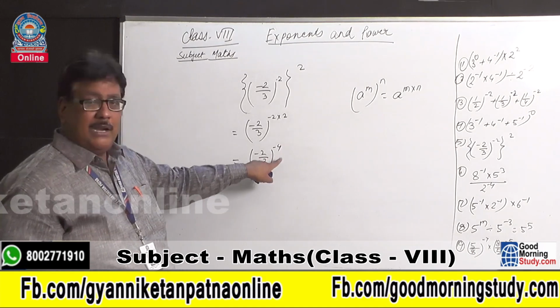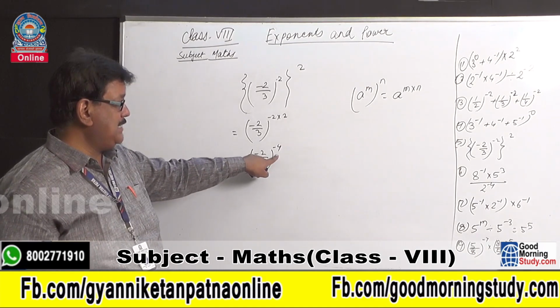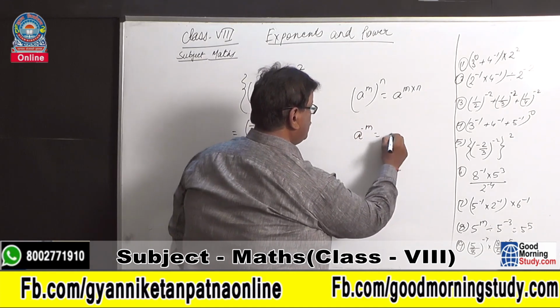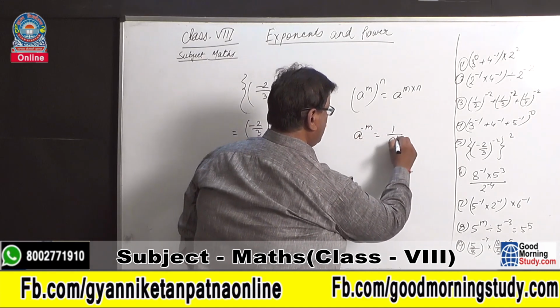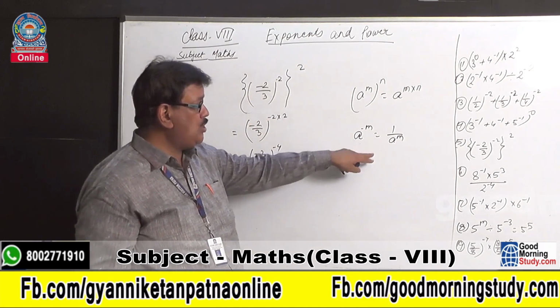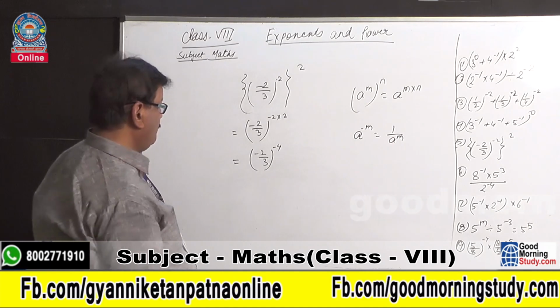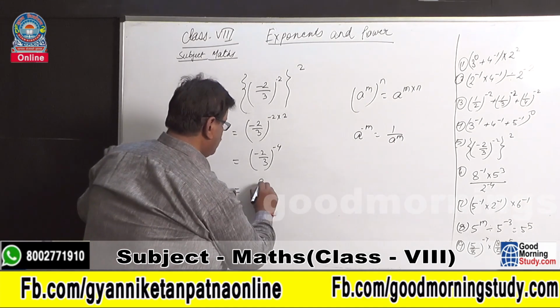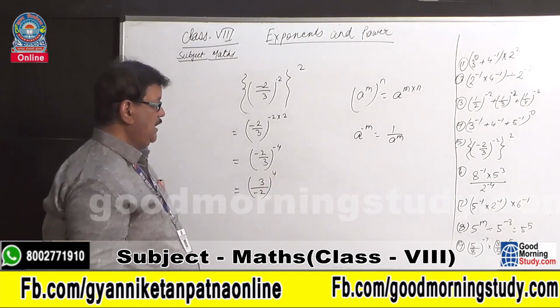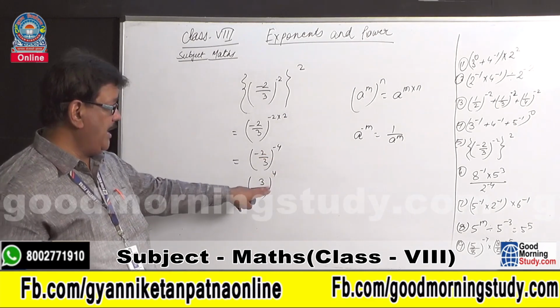Here the power is in negative sign, and we know that a raised to the power minus m is equal to 1 by a raised to the power m. So what we get here? 3 by minus 2 whole to the power 4. The power became positive over here.